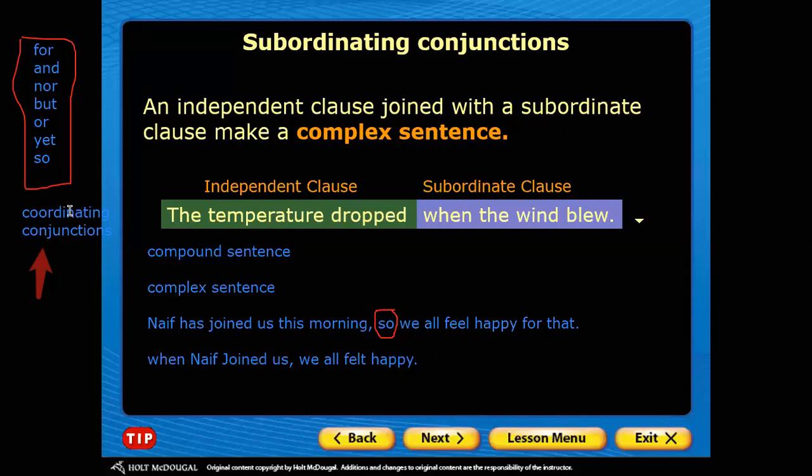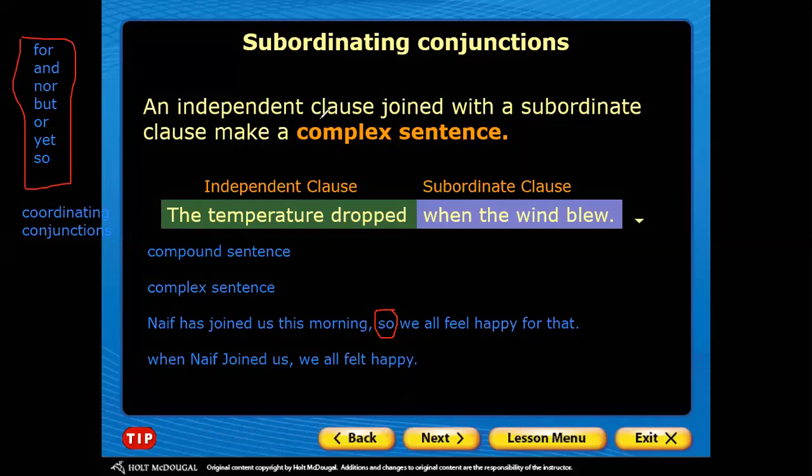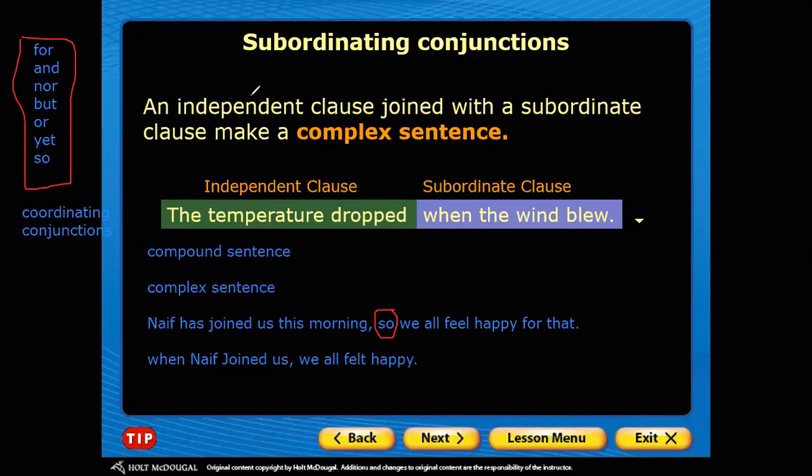What type of conjunction have we used? We use "so." And "so" is what type of conjunction? It's a coordinating conjunction.